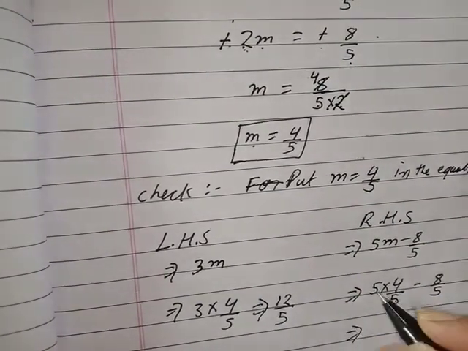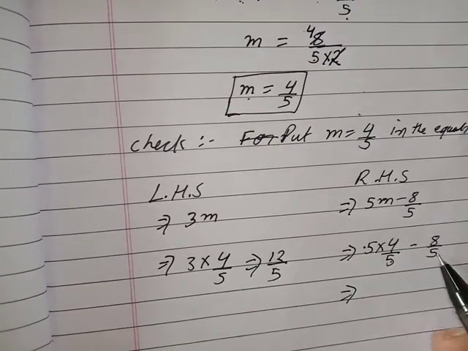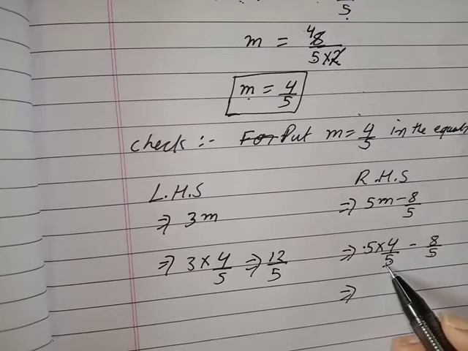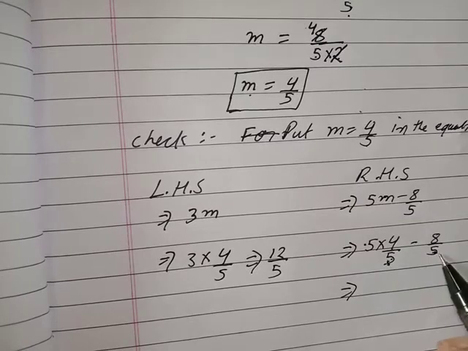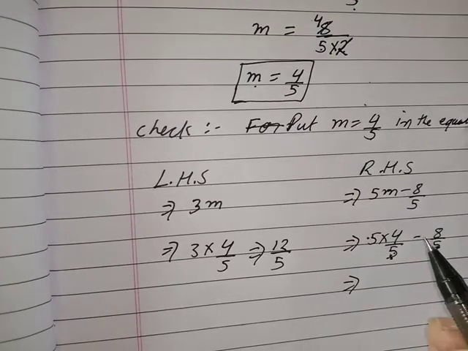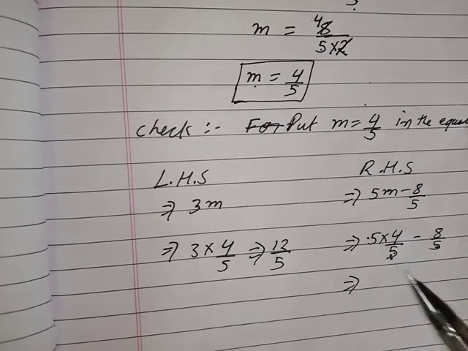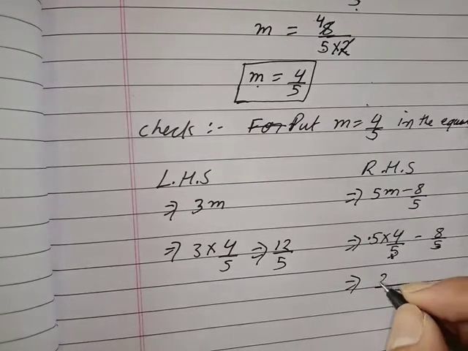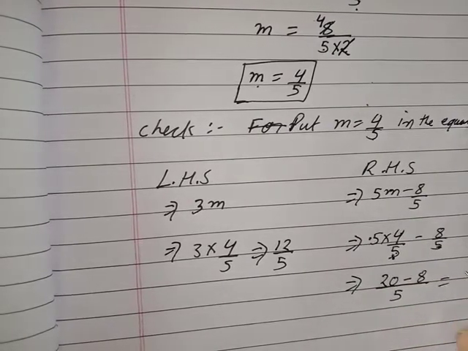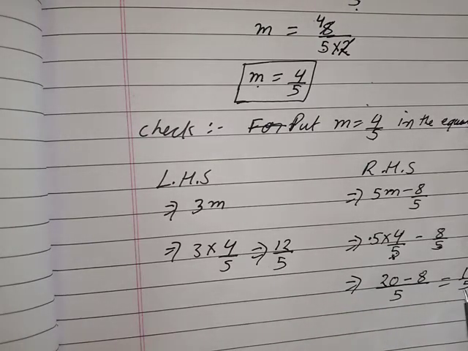We can cancel 5 by 5, but here I am not cancelling them because after that we have to take the LCM. Since the common denominator 5 is already there, I am not cancelling, because otherwise we would have to take the LCM and multiply, which adds one more step. So we will take the LCM 5. 5 into 4 is 20. 20 minus 8 is 12. 12 upon 5. After solving both the LHS and RHS, we get 12 upon 5.